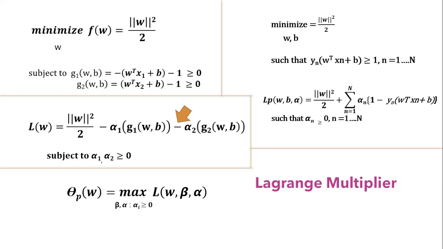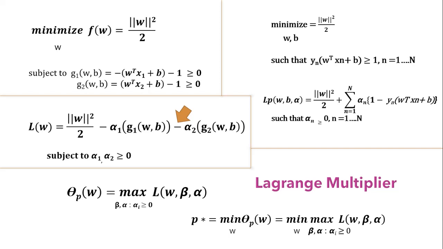So if I write the above equation as p star is equal to min of theta of p, which is equal to min over w of max of L of w, alpha and beta, such that alpha and all alpha i should be greater than 0. Now let's say we have a generalized objective function as shown on the screen. One thing to note here is we don't have any beta term, as in support vector machine we only deal with inequality constraints.